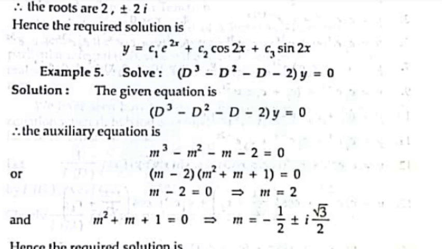If the roots are repeated, see how many times the root is repeated, twice or thrice. If it is repeated twice, the solution is (c1 + c2 x) e^(m1 x). If it is repeated thrice, one more x² term is added, so (c1 + c2 x + c3 x²) e^(m1 x). Like that, we write the solution of the given differential equation.